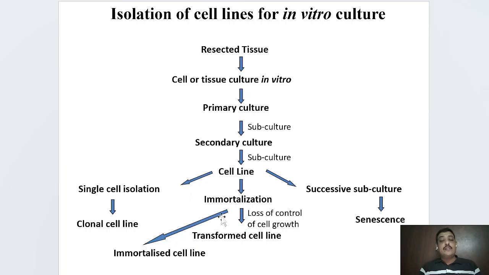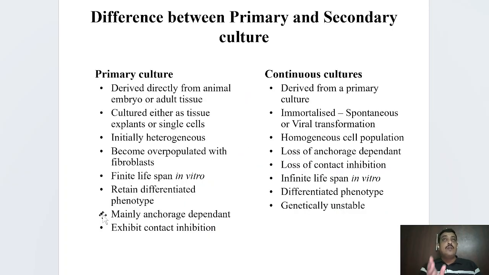And apart from this, the advantage of using primary cell culture is that when you do multiple rounds of subculturing, you tend to isolate a clonal cell line. That is, a single phenotype of cells can be achieved using this primary cell culture when you do a subculture. Now we know what is primary cell culture and what is secondary cell culture.